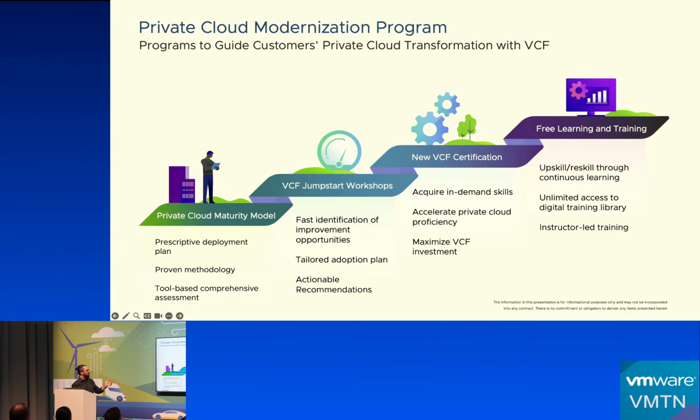And that leads us to Jumpstart workshops. The Jumpstart workshops are something you do when you engage with your account rep, and we come on-site, we take a holistic look at your environment. We have a bunch of tools, like RVTools, that can read your environment and figure out, hey, this is what it looks like today, and this is what we need to do in order to get it to that private cloud. So it gives us some actionable recommendations that help you along your journey, no matter where you are in that path.